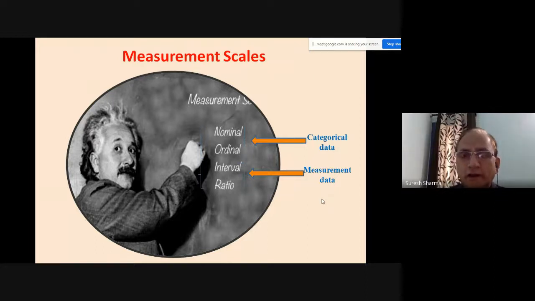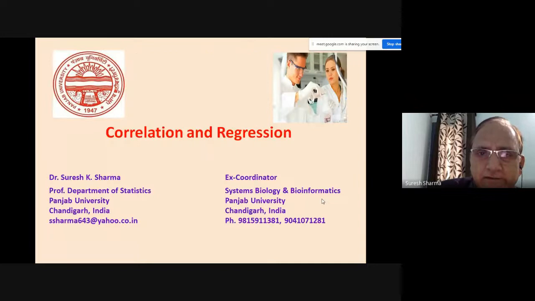So hopefully I have given you enough examples of all these scales: nominal, ordinal, interval, and ratio. The first two scales are for categorical data. The next two scales are for measurement data. Please try to remember all these things about these scales.